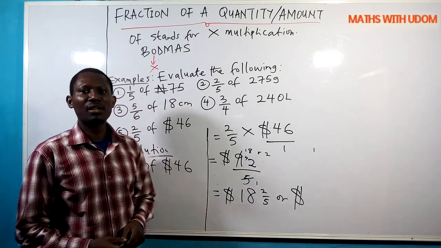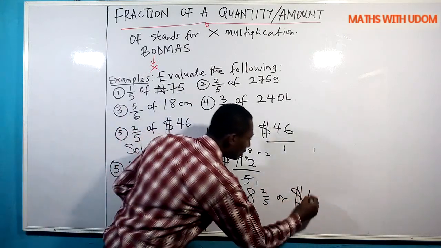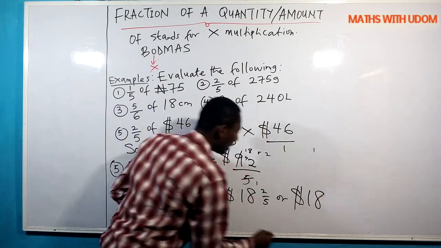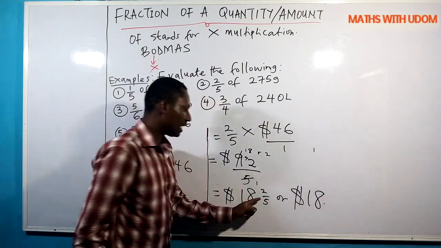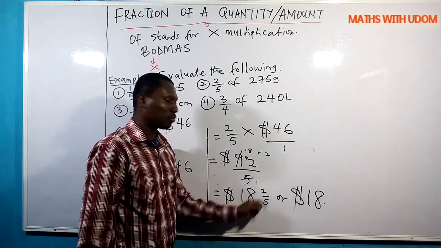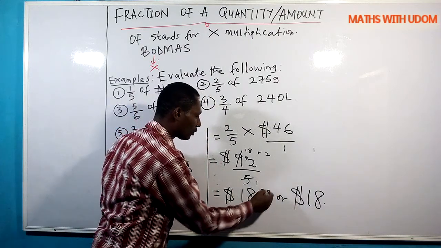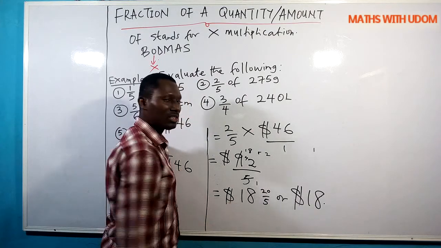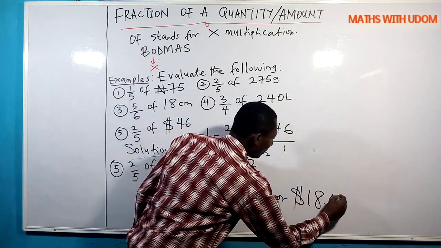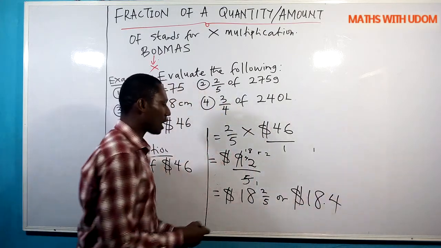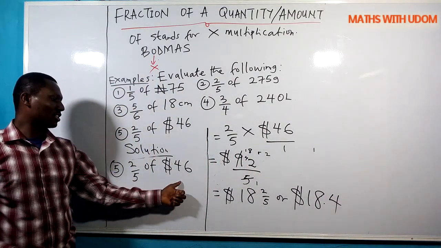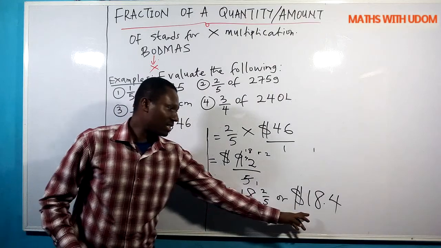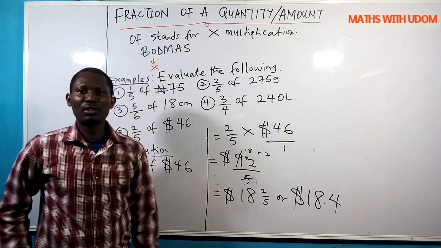into decimal fraction. That will give us 18 whole number. Can 5 go into 2? No, you put your decimal point. Then introduce 0 in front of 2. So how many 5 can go in 20? 4. So that is how to solve it. So our answer is that 2 over 5 of $46 finally gave us $18.4.